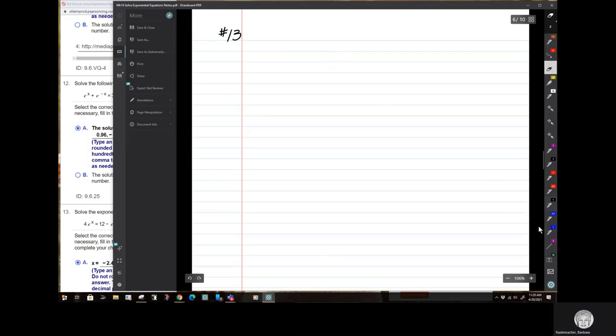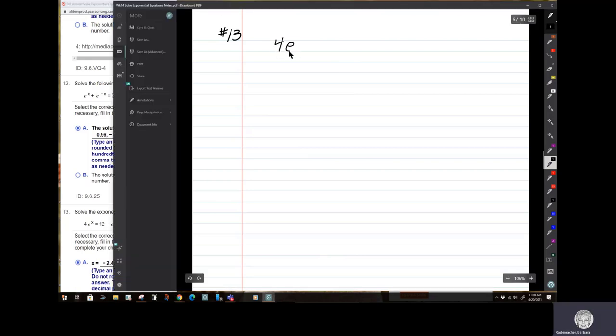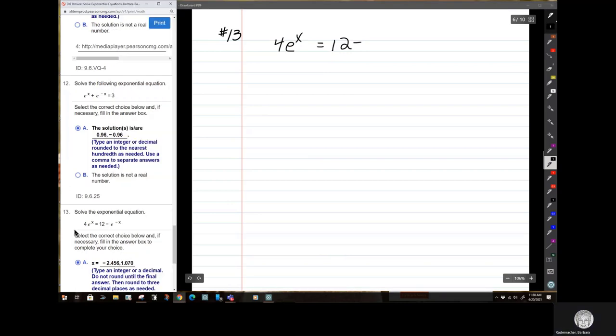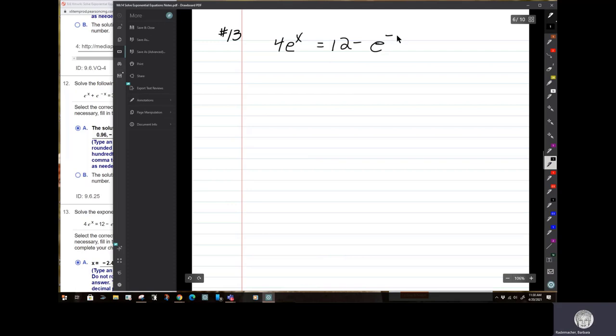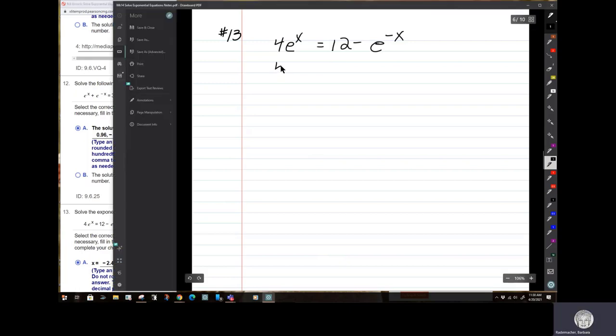Number 13 in your homework is a little bit different. 4 times e to the x equals 12 minus e to the negative x. Double check that, make sure it's right. 4 times e to the x equals 12 minus e to the negative x. Okay, I'm going to do this the same way to start off. e to the x equals 12 minus 1 over e to the positive x.